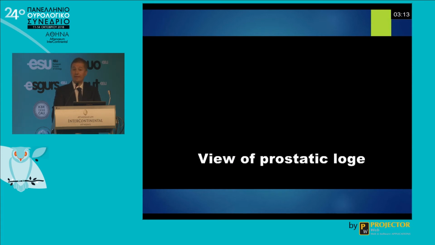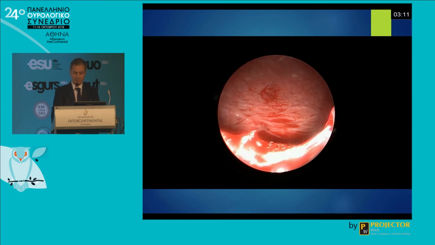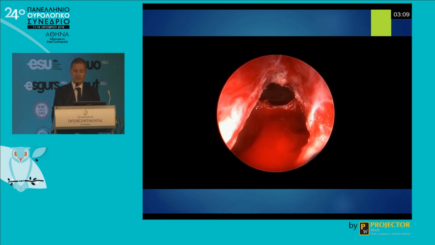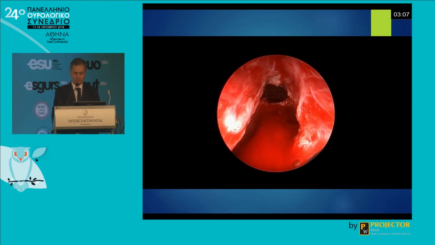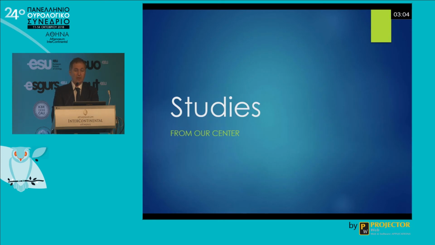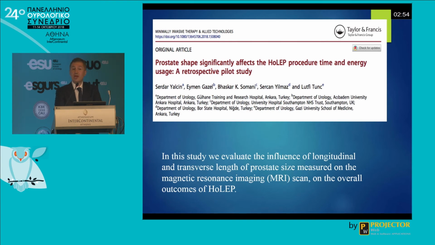The main problem is the morcellation part. The industry must develop new techniques, new instruments. We have some studies, some of them were published and others are ongoing. Prostate shape is very important. If your prostate is like a pear, it's easy. If it's like an apple, it's not easy.